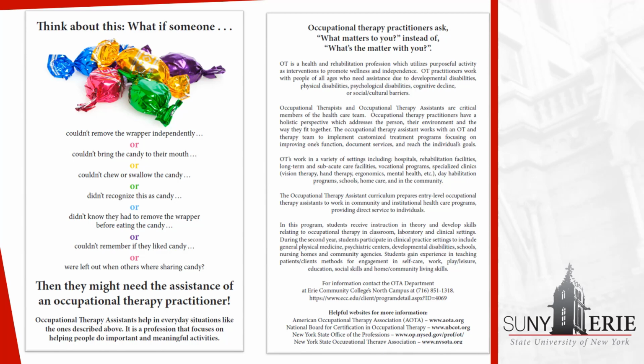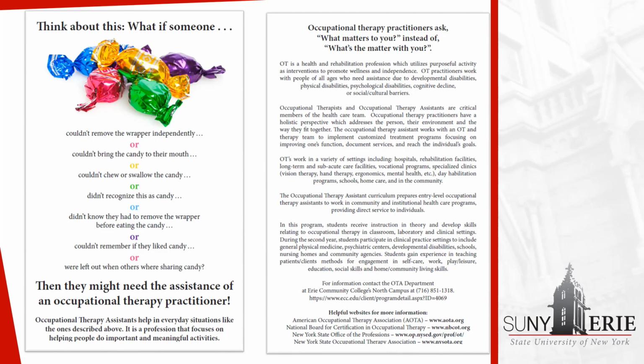Helpful websites for more information include the American Occupational Therapy Association website, as well as the National Board for Certification in Occupational Therapy website, the New York State Office of Professions website, and the New York State Occupational Therapy Association website. So the AOTA website is a great resource to check out if you are interested in occupational therapy as a profession, either as an occupational therapist or an occupational therapy assistant. And we will look at that website in the next upcoming slides.